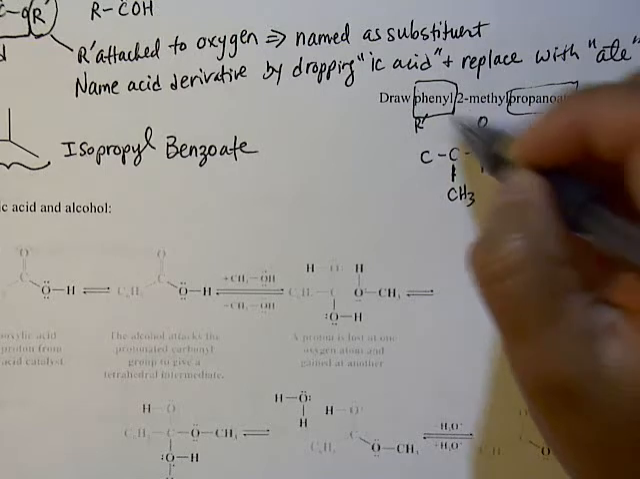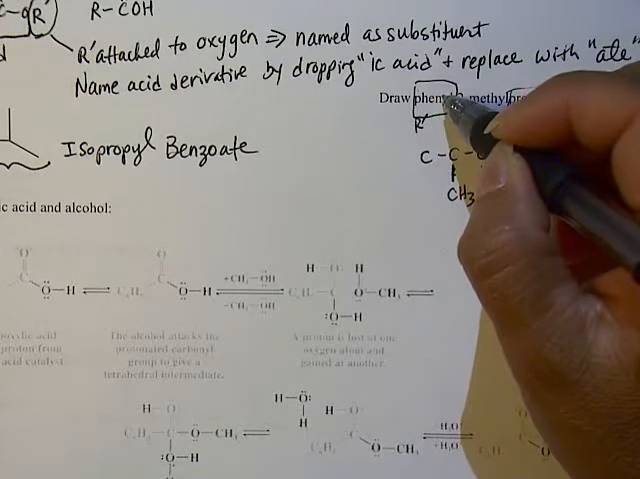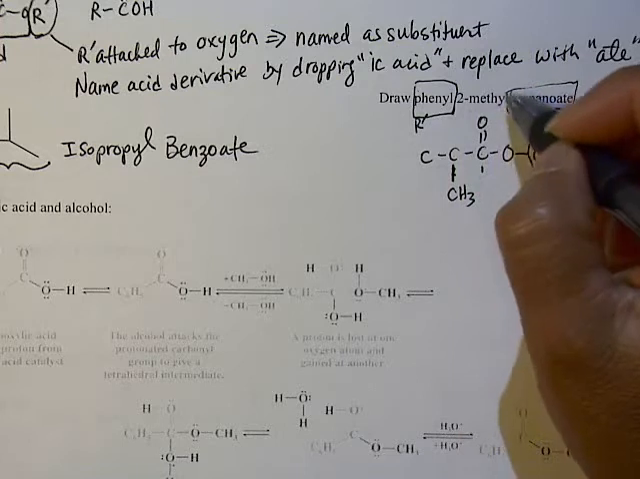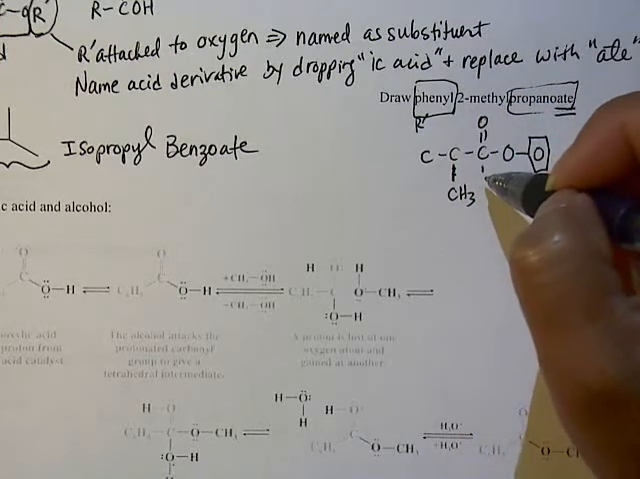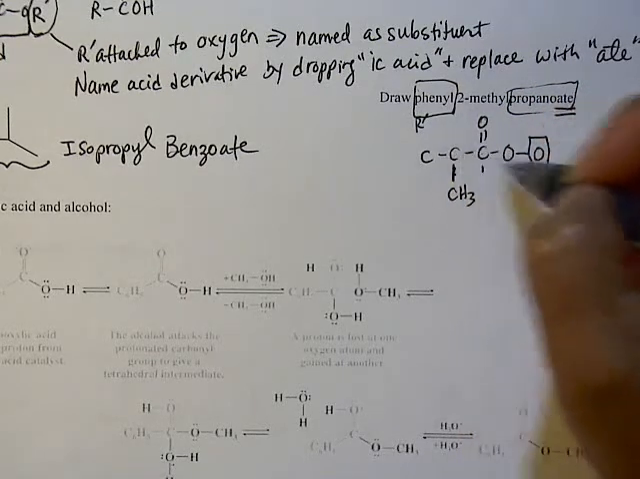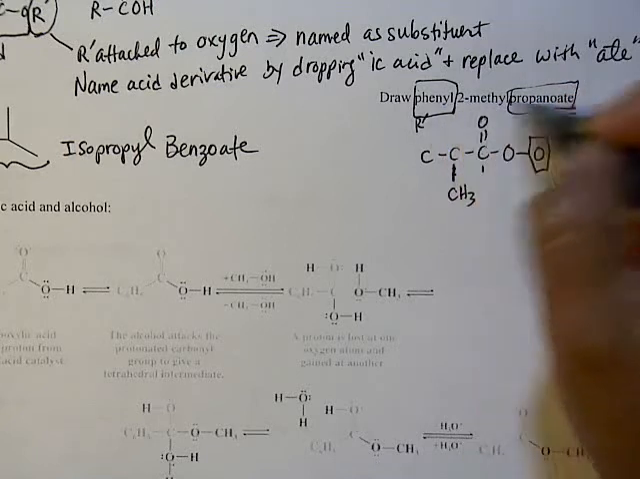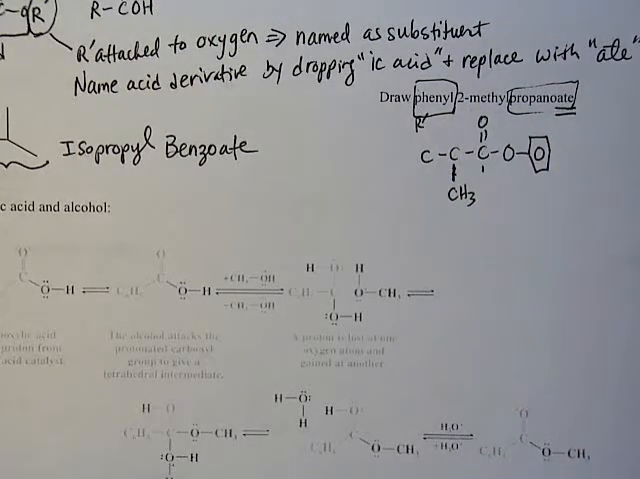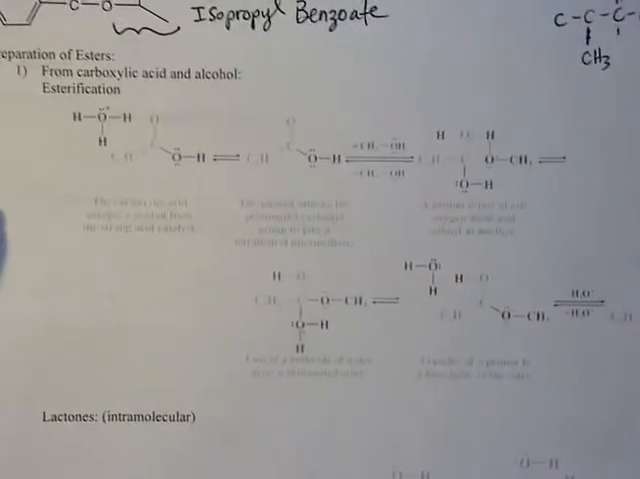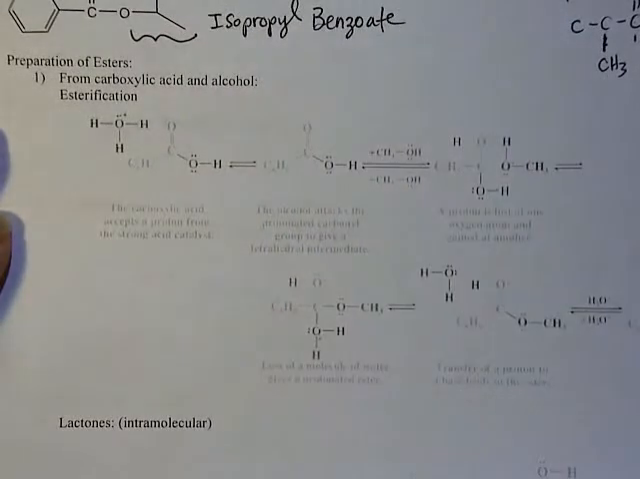But the substituent on the oxygen comes always first in the name before the substituent for the carboxylic acid. So if you put in the right number of hydrogens on this, this is what this ester would look like.